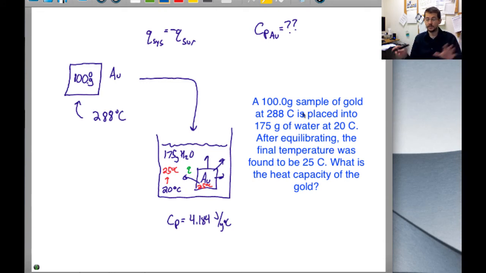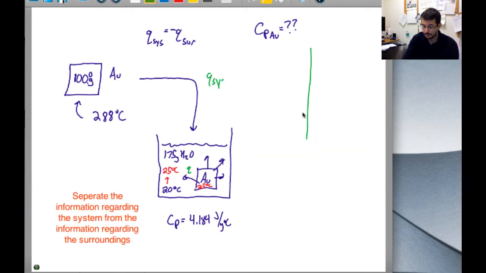The secret to thermochemistry problems is to not mix up your constants. We have the Q of our system and the Q of our surroundings. The Q of the system is going to be focused on the gold, whereas the Q of the surroundings is going to be focused on the water. Keep those two separate. Let's just focus on the Q of the surroundings. How has the water of the surroundings changed?